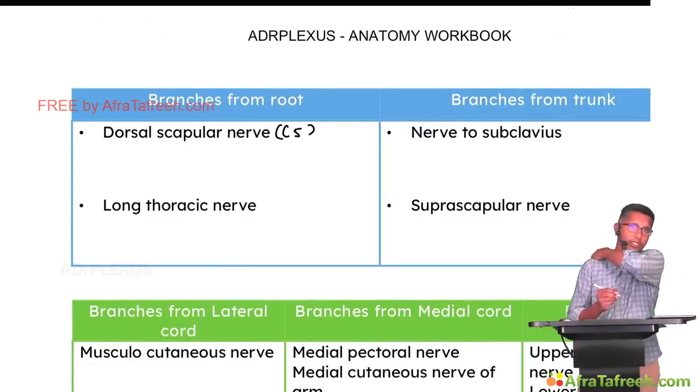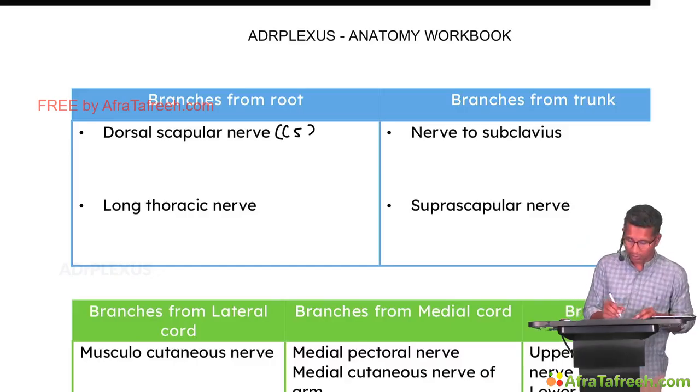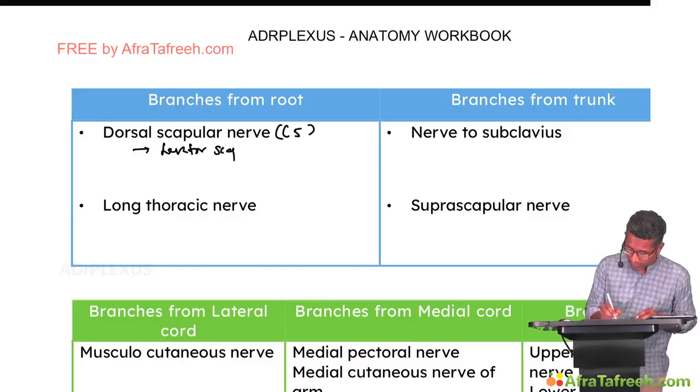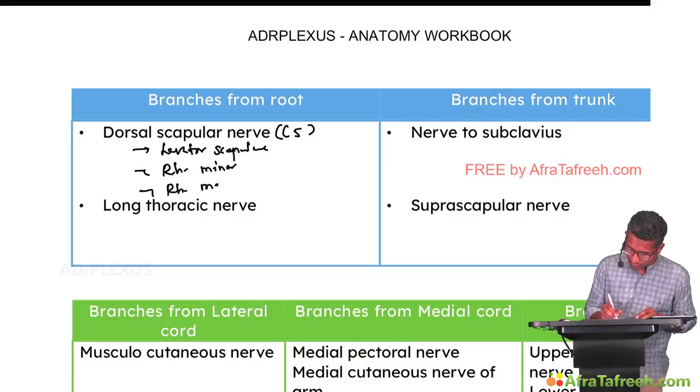And what is this dorsal scapular nerve supplying? It goes just behind the scapula, so it is called dorsal scapular, and it supplies the following muscles. It supplies the levator scapulae, the rhomboides minor, and it also supplies the rhomboides major muscle.